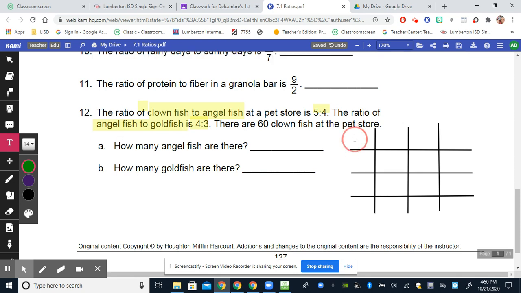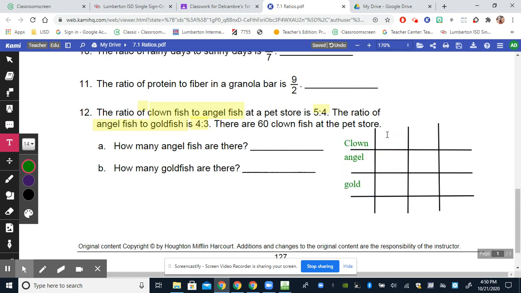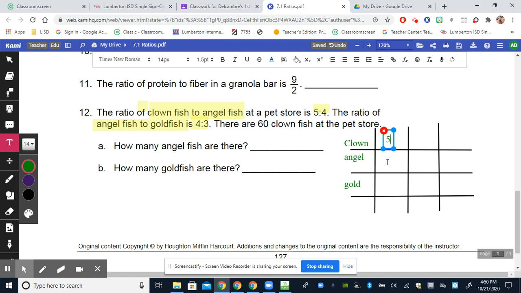So I'm going to fill out my table. So I'm going to type right here, G for gold. Let's just kind of, I'll put it over here. So C for clownfish. No, I'm going to type clown, and then angelfish. And then you have your goldfish. All right. With my clownfish, there were 5. With my angelfish, there were 4. And with my goldfish, there were 3.